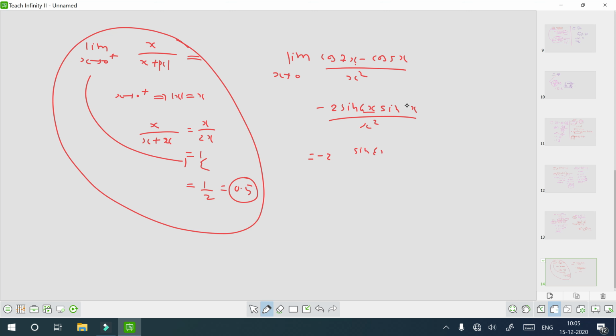Now minus 2 outside. We need sine 6x over 6x, and sine x over x, given separately in product form. Here we need 6, so multiply and divide by 6. So that comes out minus 12. This one is 1, this one is 1, 1 into 1. So the answer is minus 12. Clear? The answer comes out minus 12.